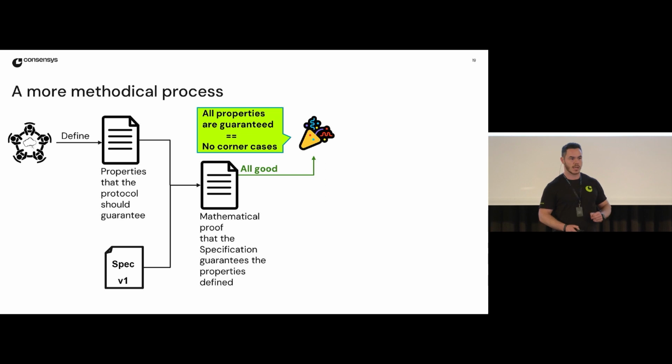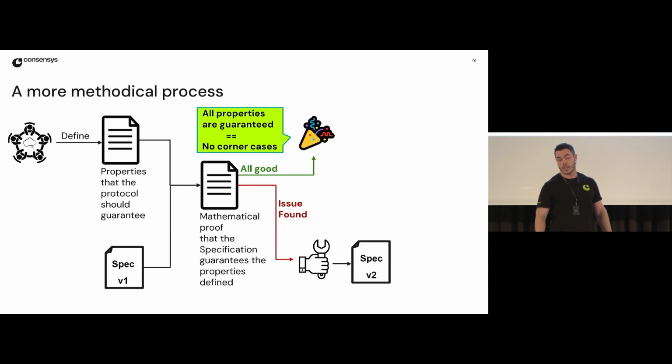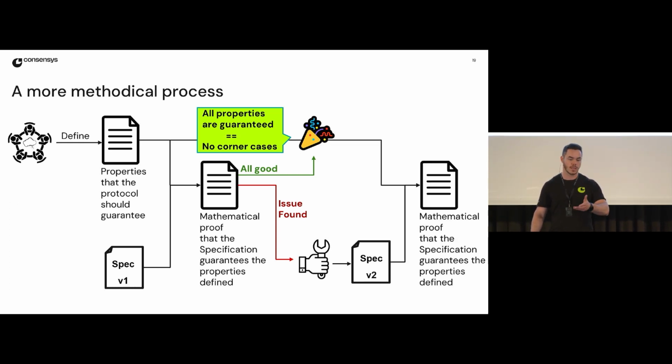Now you can have two scenarios. The proof says everything is good, great. Or you can have a scenario where you find issues, as we did. In this case, you fix the spec, you do the proof again, and hopefully the proof will say you're good to go. Now, this might seem similar to the cycle we saw before, but there are two fundamental differences.